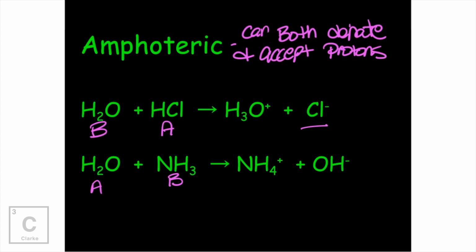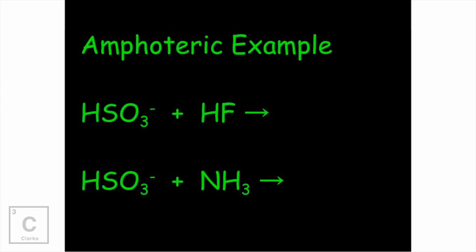It is amphoteric. Here's a couple more amphoteric examples. Let's prove that bisulfite can act as an acid and a base. A tip here: amphoteric substances are almost always ions with H's in front.